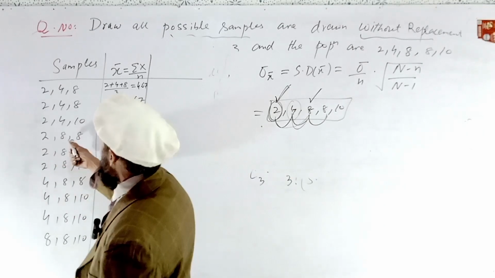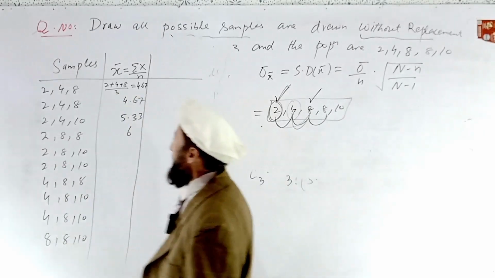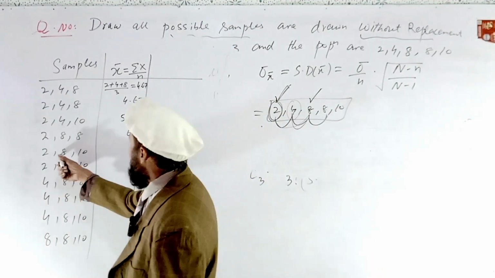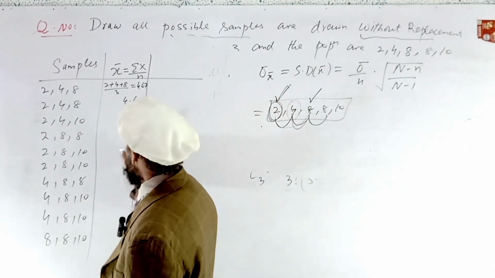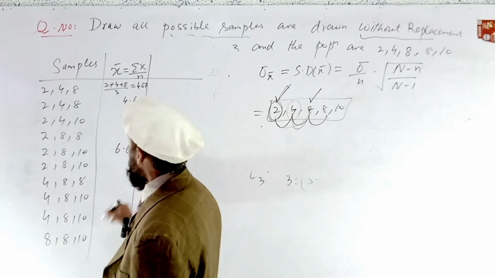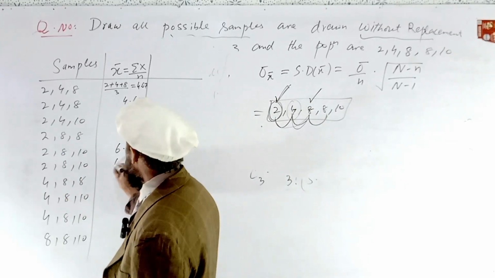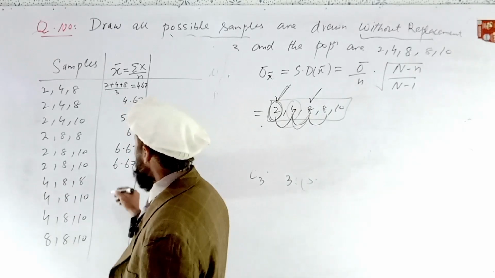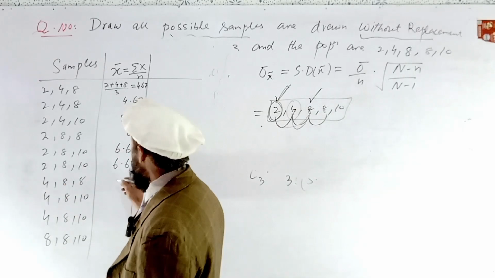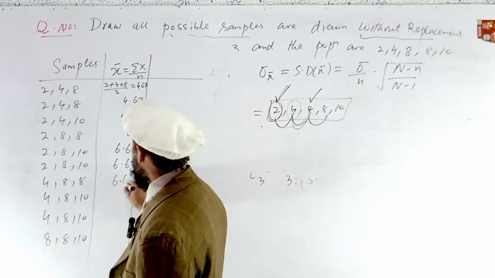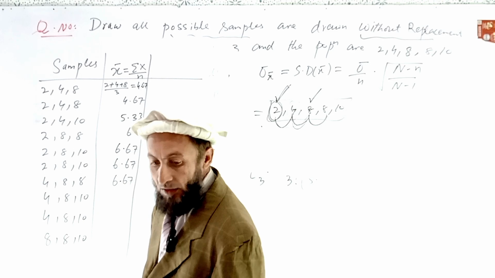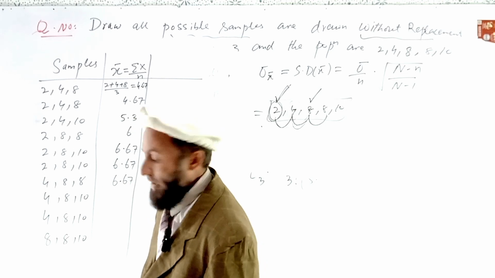Here is 10, we get here 6. 2 plus 8, 10. 8 plus 18. 18 divided by 3, we get 6. Similarly, if we divide by this one, 20, 6.67. And here once again 6.67. Similarly, here is 20. 16, 20. 20 divided by 3, 6.67. Once again, 3 times 6.67 is coming.